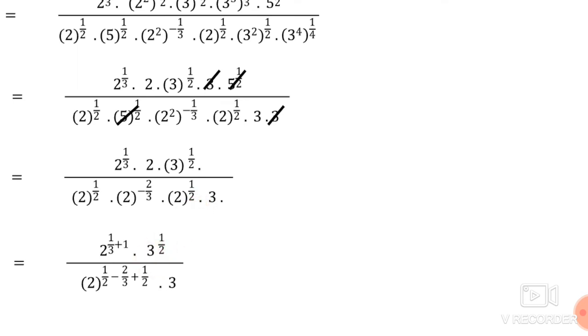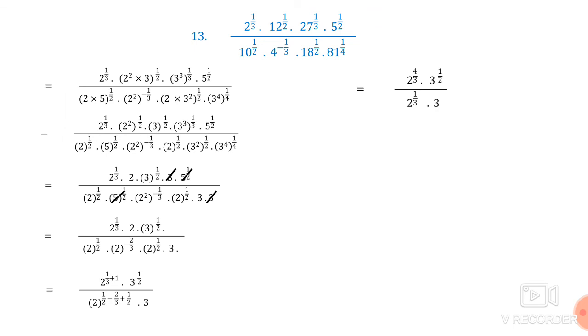Solving these fractions, we will get 2 exponent 4 upon 3, 2 exponent 1 upon 3, this 3 exponent half, and this 3 is written as it is. Now we will convert these two terms from denominator to numerator, and their exponents will become negative. This 2 exponent 1 upon 3 is shifted to the numerator, and it will become 2 exponent minus 1 upon 3. Instead of shifting this 3 exponent 1, we can shift this 3 exponent 1 upon 2 from numerator to denominator. It will become minus 1 upon 2.